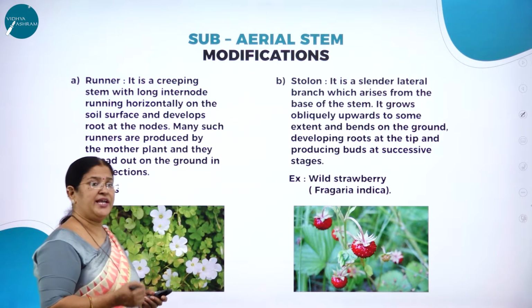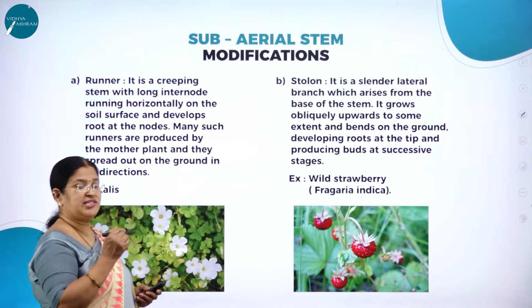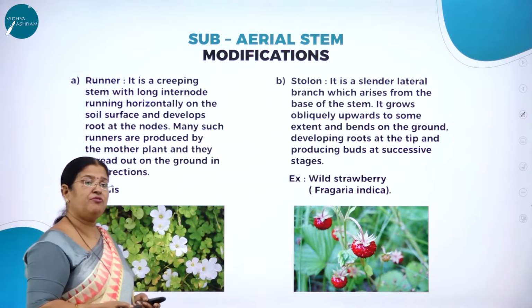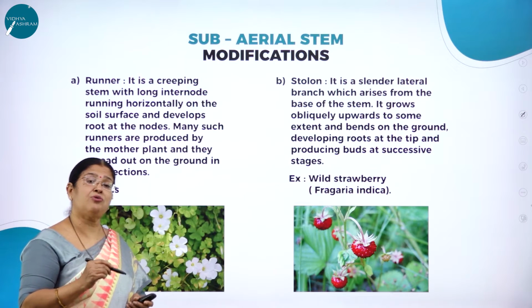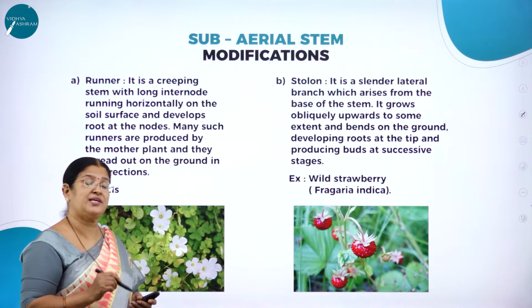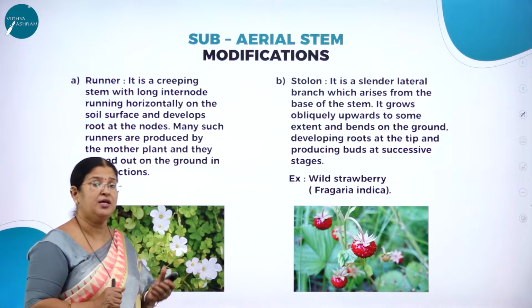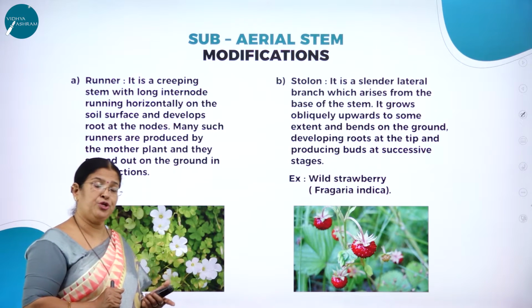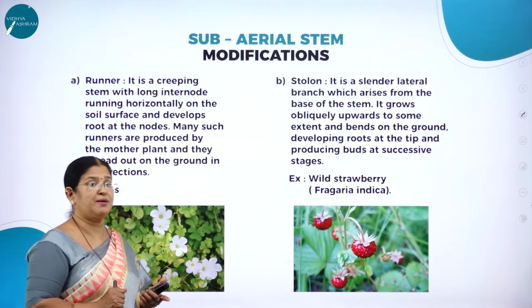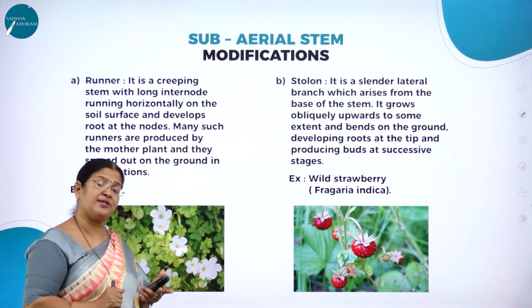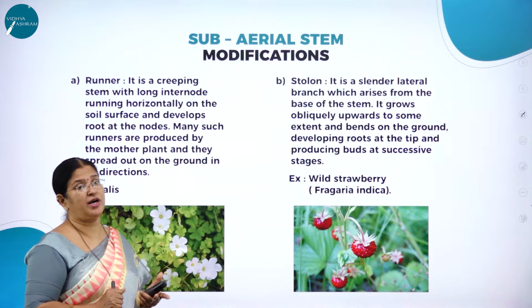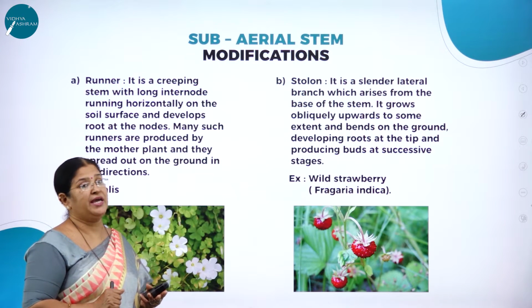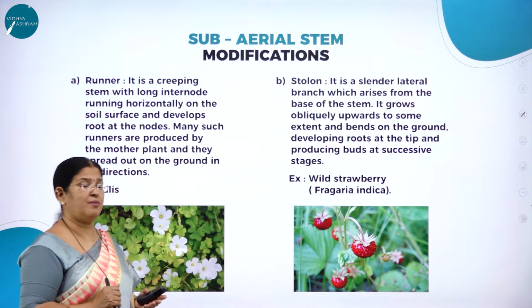Moving on to the next part, that is the subaerial stem modifications. Till now we were studying the underground stem modifications. What are the examples for underground stem modification? Bulb, example is onion. The second one is tuber, example is potato. Third one is rhizome, example is what? Ginger. Fourth one is what? Corm, example is yam or Amorphophallus.